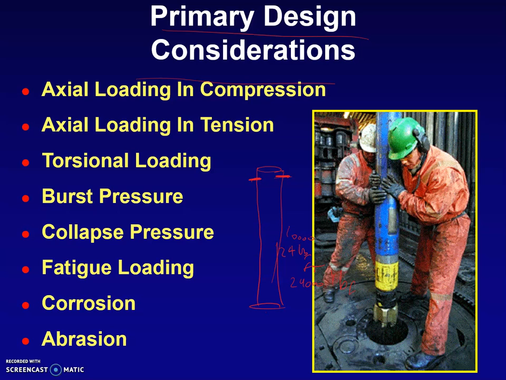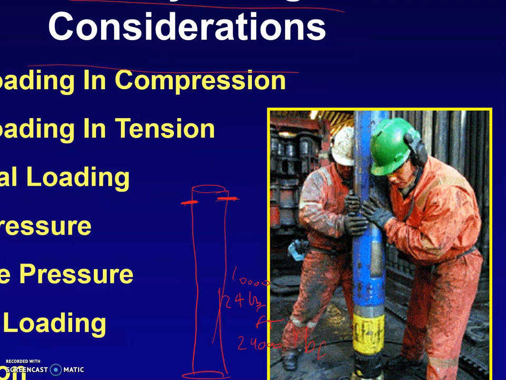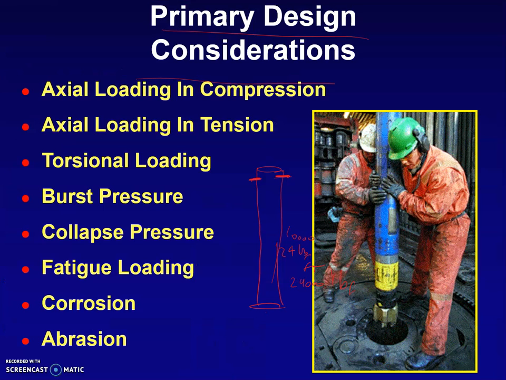So you need to design your pipe based on the tension, based on the compression, based on the torsion load, burst pressure. Burst pressure means that you have huge pressure inside but no pressure outside, so that causes burst of the pipe. Collapse pressure, again, collapse means high pressure outside and no pressure inside, so you will have a collapse of the drill pipe. Fatigue loading, corrosion, abrasion, these are all the design factors that you would need to consider.